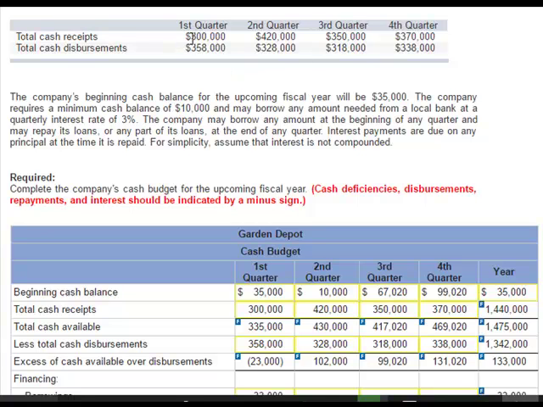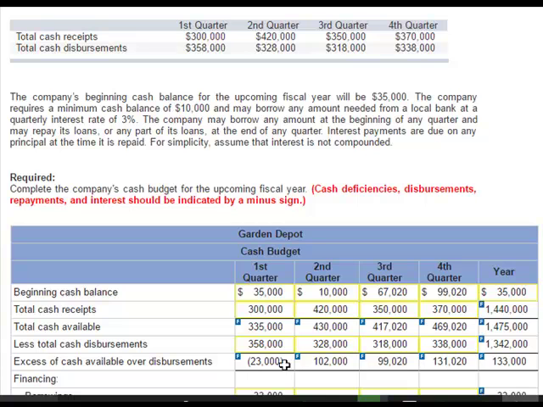Up here at the top, we're given the total amounts of cash receipts and cash disbursements for each quarter. And we're also told the company's beginning cash balance of $35,000, which we'll go ahead and put here in this cell for the first quarter. And then what we'll do is put in each quarter's cash receipts into the total cash receipts row, and also put in each quarter's cash disbursements in that row. And then of course add the receipts and subtract the disbursements.